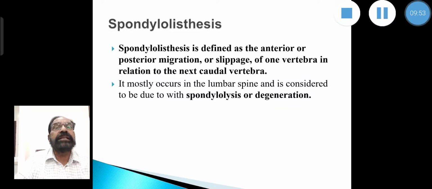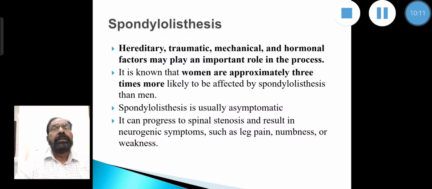Spondylolisthesis is defined as anterior or posterior migration or slippage of one vertebra in relation to the next caudal vertebra. It most commonly occurs in the lumbar spine and is considered to be due to spondylolysis or degeneration. Hereditary, traumatic, mechanical, or hormonal factors may also play an important role in the process. It is known that women are approximately 3 times more likely to be affected by spondylolysis than the men. Spondylolysis is usually asymptomatic. It can progress to spinal stenosis and results in neurogenic symptoms such as leg pain, numbness, and weakness.